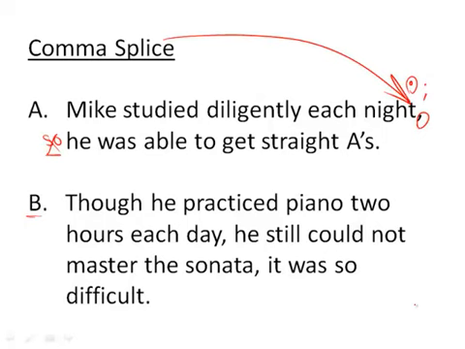Okay, now let's have a look together. Though we practice, subordinating conjunction, dependent clause, 2 hours each day, comma, he still could not master the sonata. We have a nice complex sentence because we have this independent clause after "day," all the way to "sonata." And then what happens? We should have a comma and a conjunction, but we don't. We just have a comma. And here is our comma splice. And just like that, we've identified it. So watch out for this in your own writing, because it's something that can really weigh down or prevent you from writing effectively.